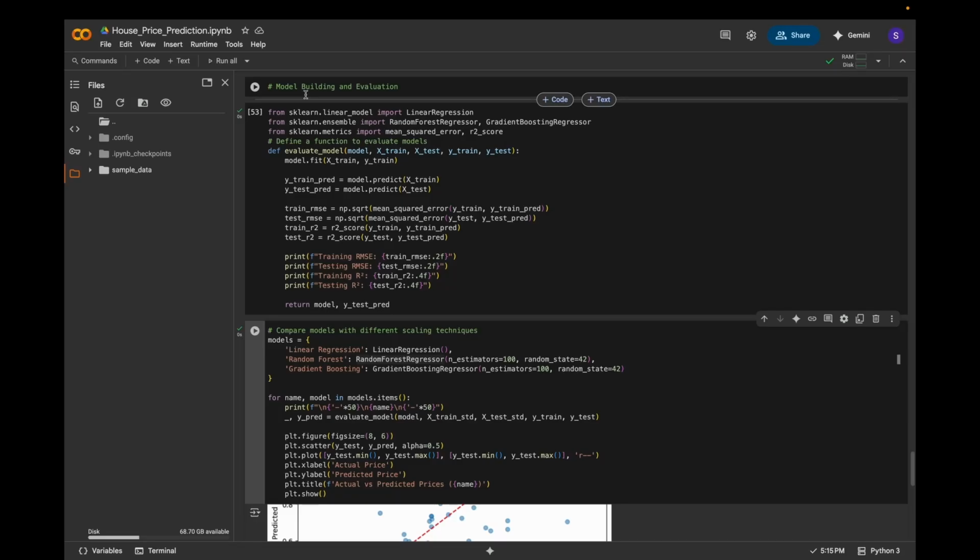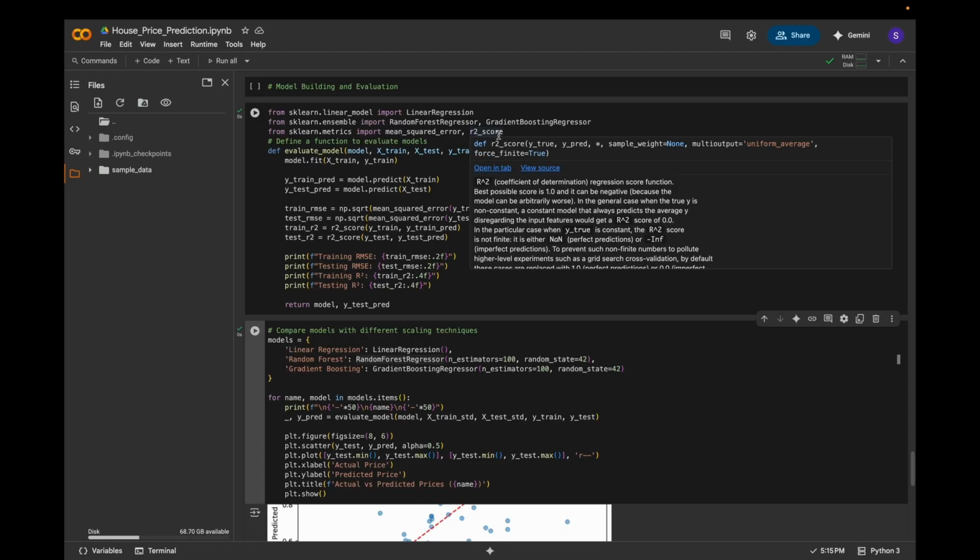Next, we move on to model building and evaluation. So I did from sklearn linear model import LinearRegression, from sklearn ensemble import RandomForestRegressor and GradientBoostingRegressor, and from sklearn metrics import mean_squared_error and r2_score.